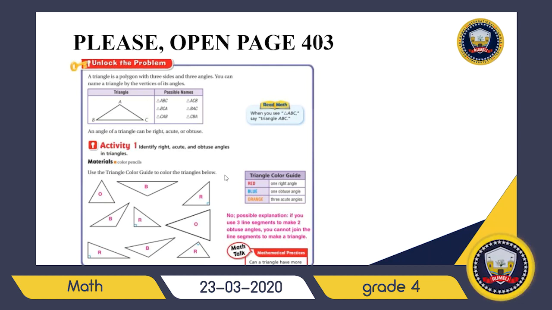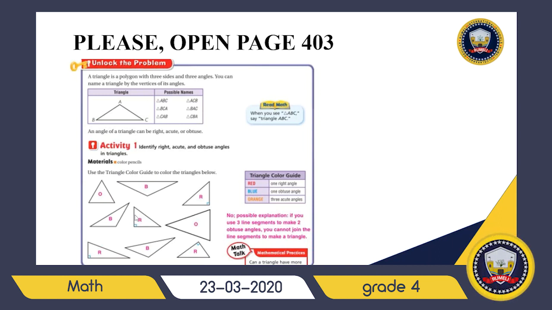Good. What about the next? I can see a right angle here, so this triangle represents a right triangle. We will color it red for right triangles. Good job. What about this? I can see an obtuse angle here. If one of them is an obtuse angle, it is an obtuse triangle, so I need to color it blue.